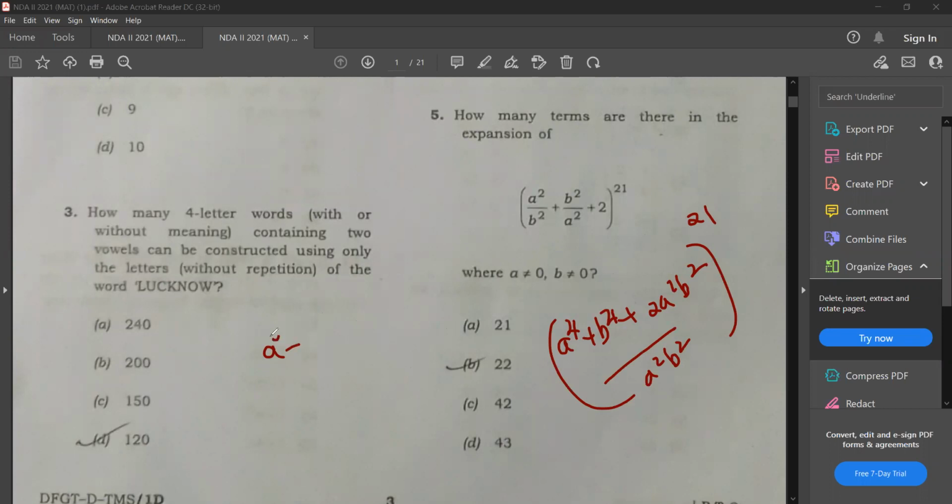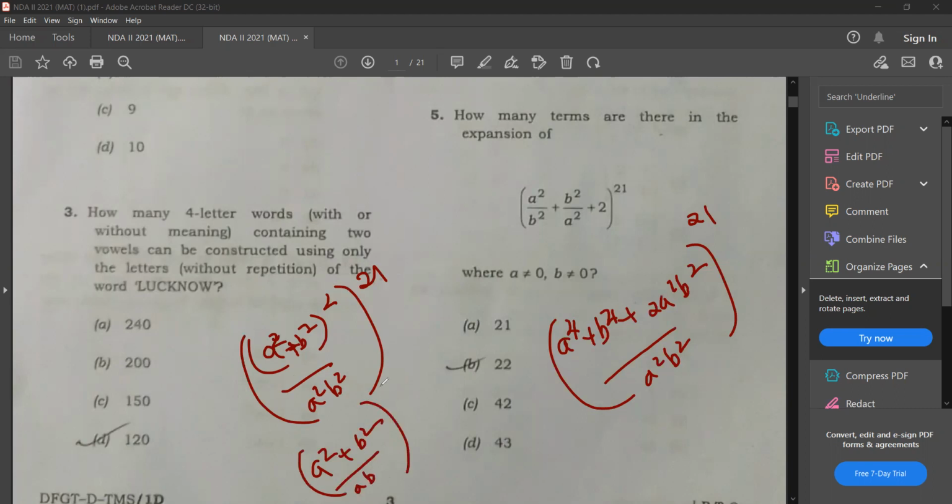So this will become (a square plus b square) the whole square, divided by a square b square, the whole raised to 21. That will become (a square plus b square by ab) the whole raised to 42, isn't it? So whole raised to 42 means you will have 42 plus 1 terms. They are asking how many terms, isn't it? So 42 plus 1, there will be 43 terms. Moving on to the next question.